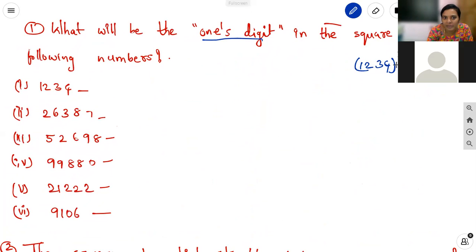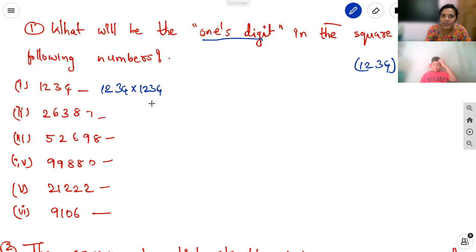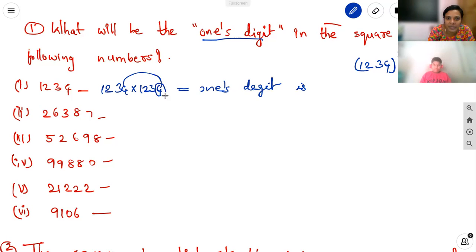The same number, the number itself we should multiply. 1234 into 1234. What is the ones digit? Here we multiply the ones place of the number. 4 4s are 16. In the 16, what is the ones digit? 6 is the ones digit.